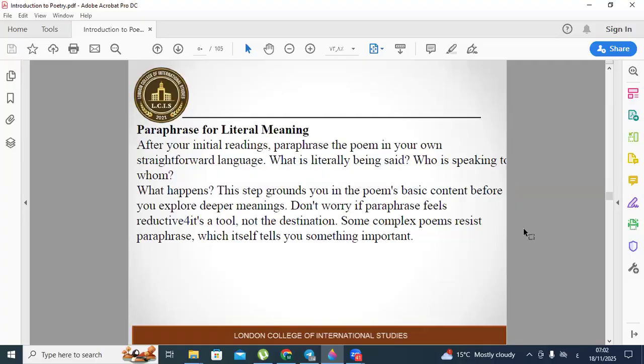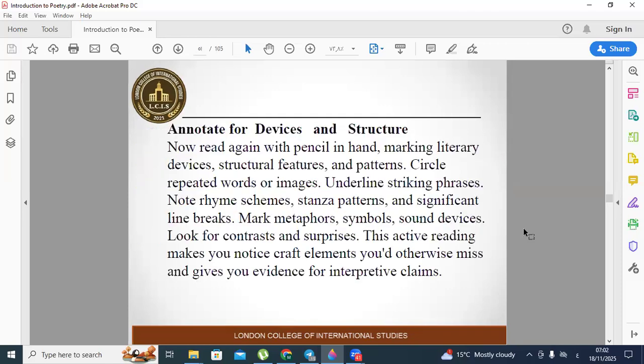That signals the poem works through imagery, association, or fragmentation rather than straightforward narrative or description. Now let's go to annotate for devices and structure. Read again with pencil in hand, marking literary devices, structural features, and patterns. This is where you become an active, engaged reader rather than a passive consumer.